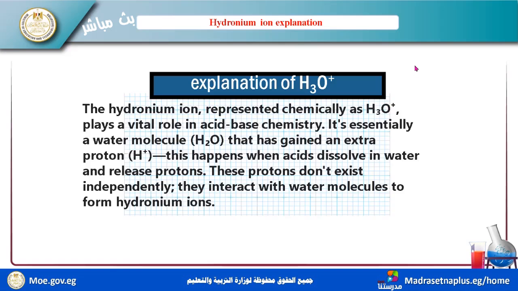This plays a vital role in acid-base chemistry. What is the meaning of H3O? If you have HCl, H2SO4, H3PO4, any acids, when these acids dissolve in water, the acids dissociate into two types: H positive and the negative anion. H positive forms a coordinate bond with H2O water molecules.